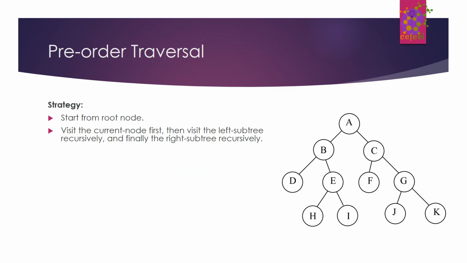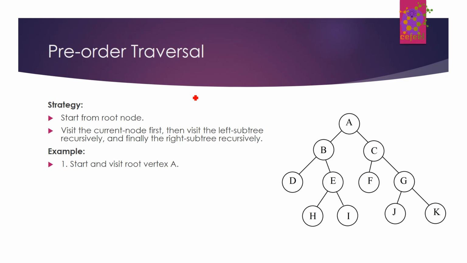So here is a tree we are given, where we have a node A as the root, we have B and C at the second level, and 4 nodes at the third level, and 4 nodes at the last level. We are first doing the preorder traversal. As we discussed already, we start from the root node, which we do in all the strategies, but we'll visit the current node first, then the left subtree recursively, and finally the right subtree recursively.